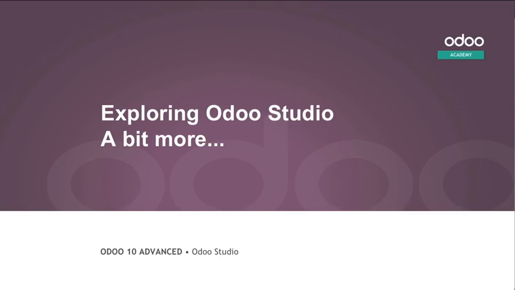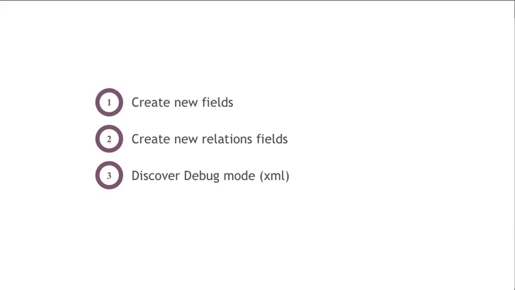Welcome to our lesson exploring Odoo Studio a bit more. In a separate course, we cover how with the help of Odoo Studio you can easily manage your views and also how you can eliminate fields in just a click. In this course, we will get a deeper insight on how we can use Odoo Studio. We will learn how to create new fields, how to create new relations fields, and last we will have a look at a debug mode.